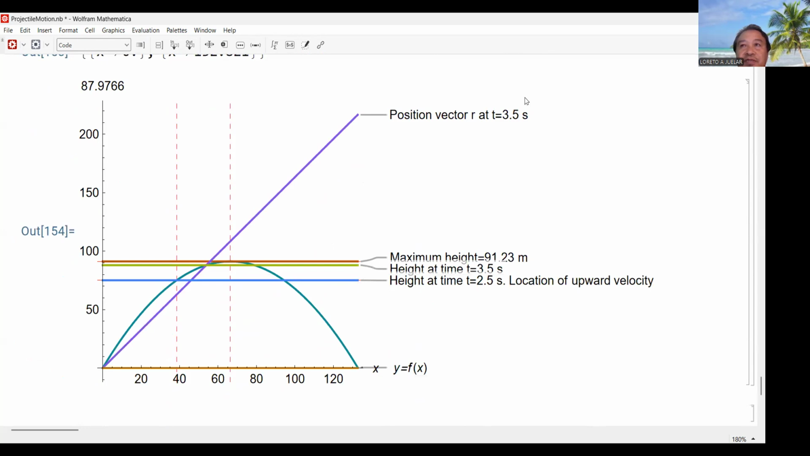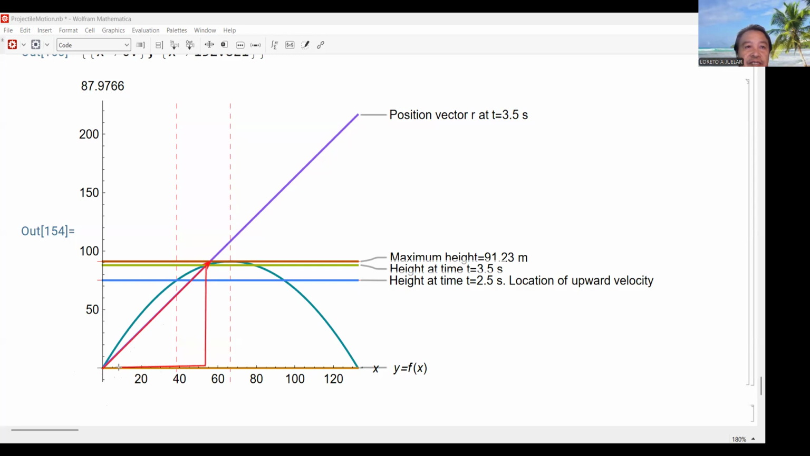So this position vector, actually, the position vector here is only up to the intersection of the curve and this position vector. So this is the position vector. The position vector is up to only this point. So I computed for the height of this. So what is the height of this? This is 87.97.